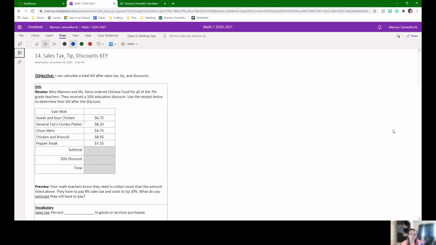So today we're going to be working on sales tax, tip, and discounts. These are all very specific kinds of percent increase and decrease, and then markups and markdowns. So now instead of just being generically it's going up or it's going down, we have specific names for these things. Our goal today is to be able to calculate a total bill after sales tax, after tip, after a discount, and sometimes with multiple of these things in one problem.